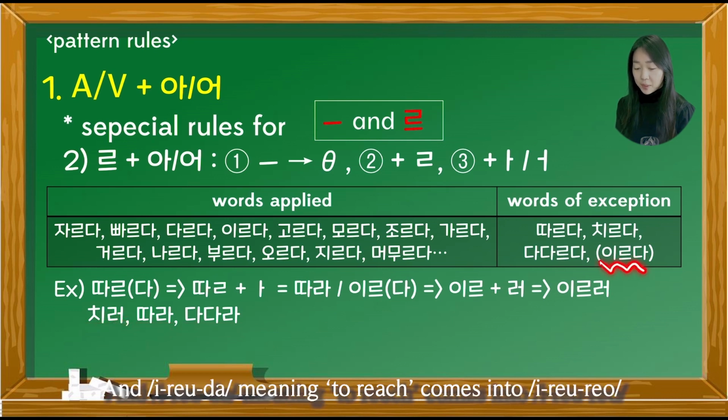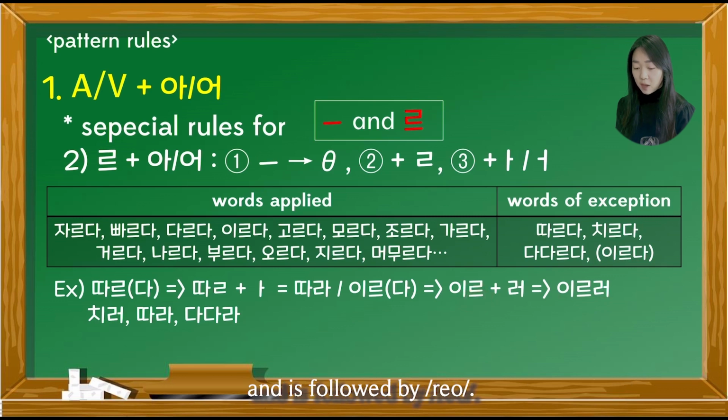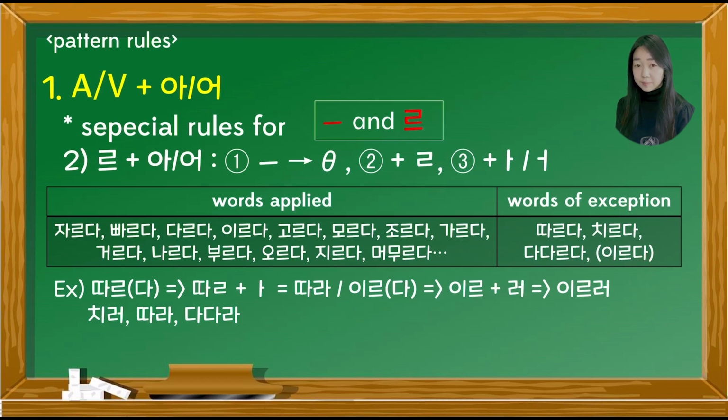And 이르다, meaning to reach, comes into 이르러, not 이러. Because the word doesn't lose the vowel 으 and is followed by 러. It's an exception, and this is the only word in this case.